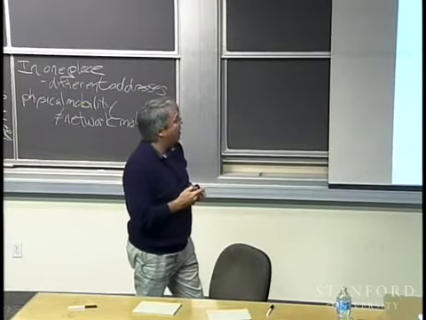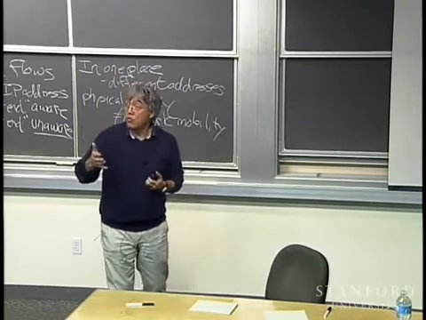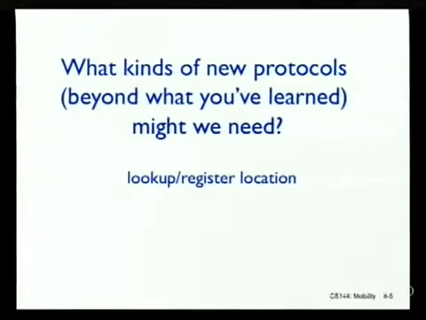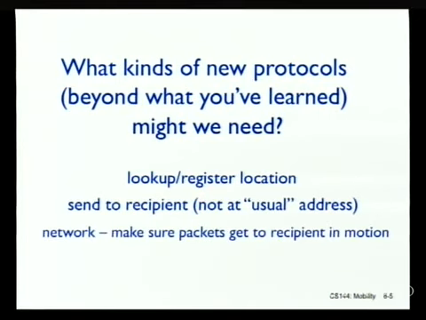So this is actually a mechanism for dealing with this. If I'm going to be moving and somebody has to send me stuff, somehow if I'm moving around, either I or an agent working for me is going to have to say where I am so that other people can look me up and locate me. Okay, so we'll need that kind of function. We'll need to send, as was mentioned here, to the recipient, not at a usual address, right? I'm changing my address, so maybe there's this notion of what's usual. And then, absolutely exactly what was said there. The network needs to somehow make sure that packets get to the recipient who's in motion. Okay?